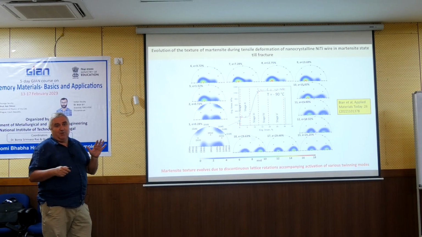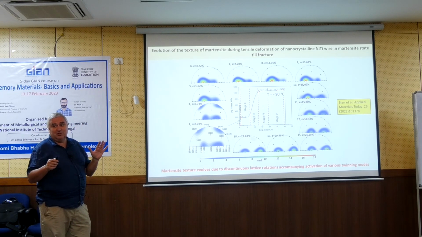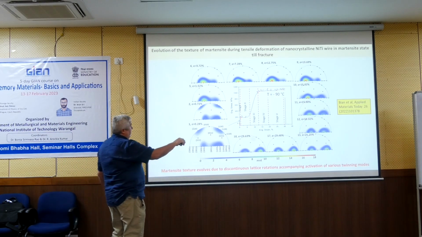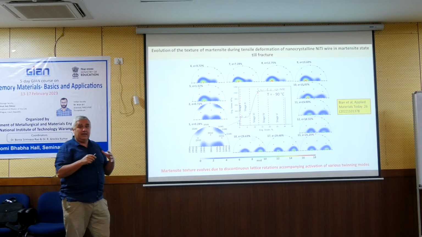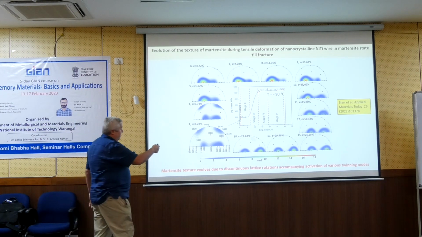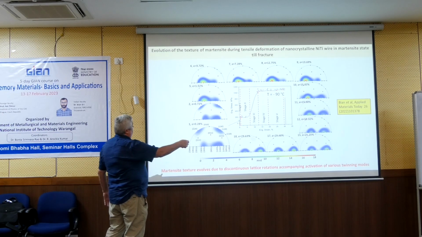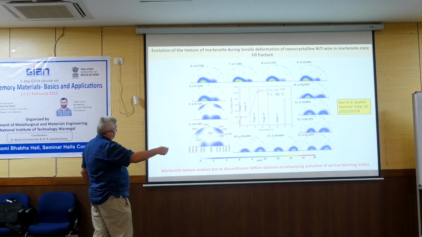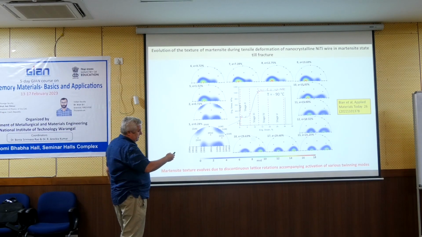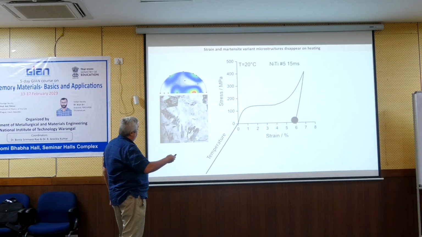So now I say detwinning is not a proper word for this reorientation. Reorientation and detwinning are different things. In fact, during this elastic range, these grains are not detwinned. They remain twinned. This information is very clear. Okay, so I have this kind of twinned microstructure.